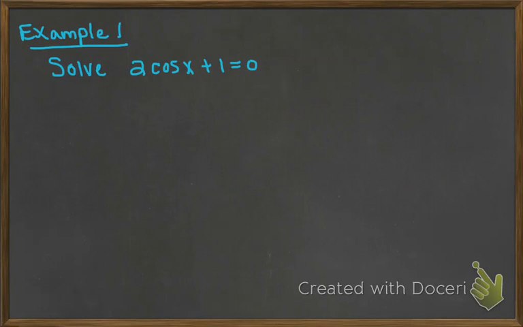So let's look at an example of one of these problems where you have to solve a trig equation. In this case, they want us to solve 2 cosine of x plus 1 equals 0. When solving trig equations like this, what you want to do is get your trig function by itself. So we subtract the 1 first. So we would have 2 cosine of x equals negative 1. Divide by 2, so cosine of x equals negative 1/2.